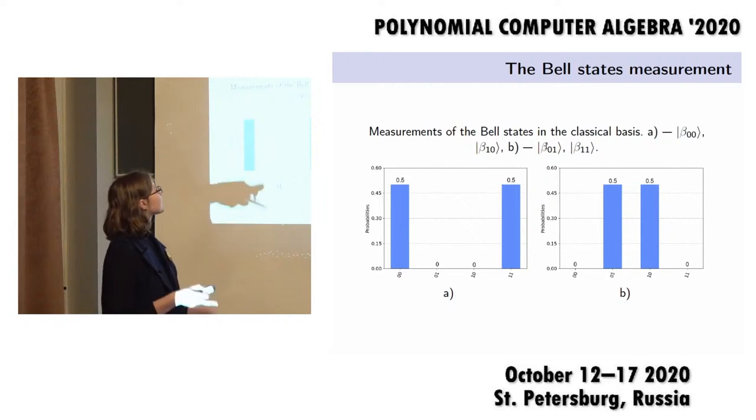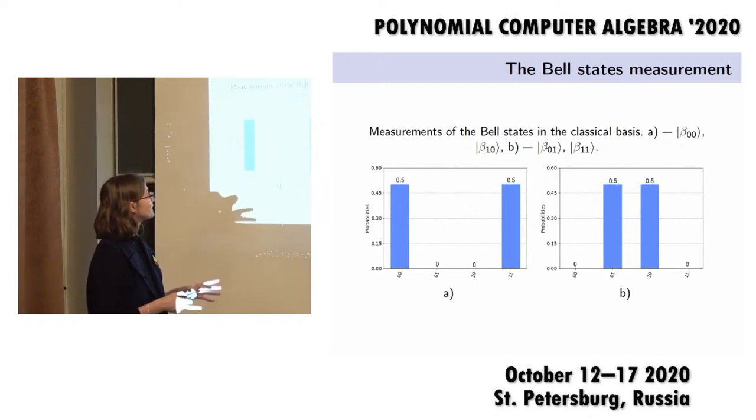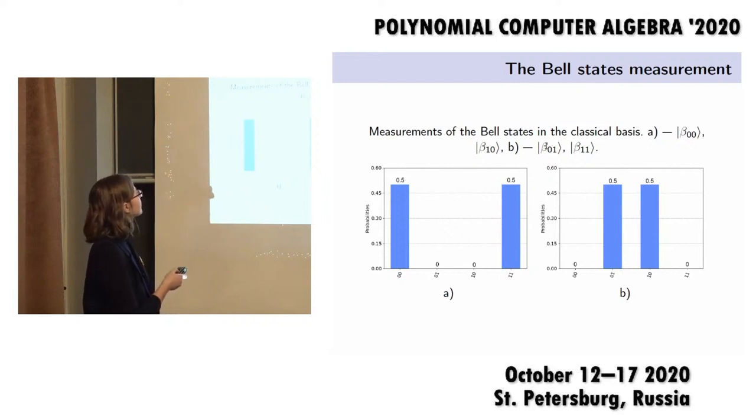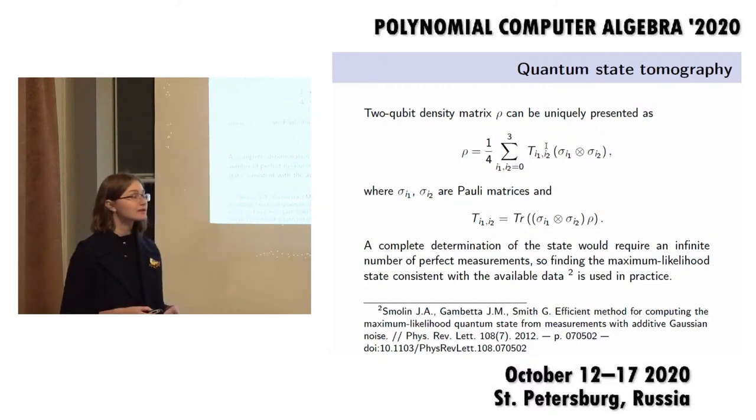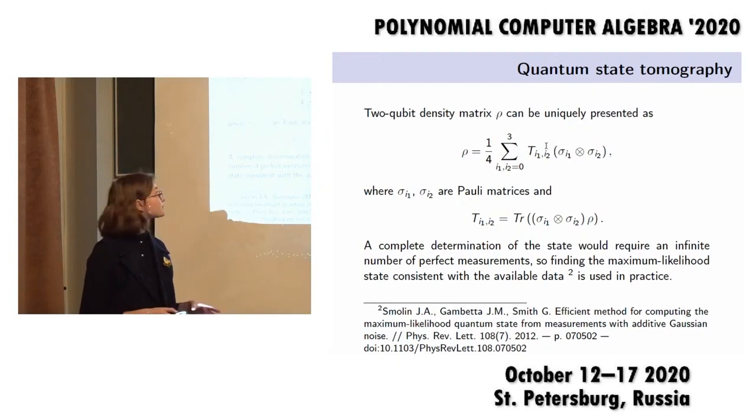Here you can see the results of ideal measurement of these states in classical basis. Ideally, we obtain probabilities 0.5 for states 0,0 and 1,1 if we measure the state beta 0,0 or beta 1,0, and the states 0,1 and 1,0, these probabilities also 0.5 for the Bell states beta 0,1 and beta 1,1.